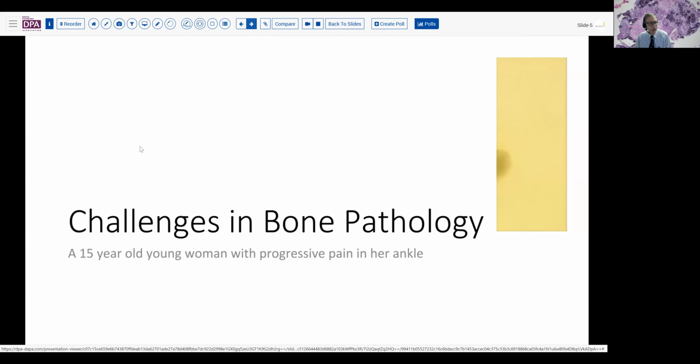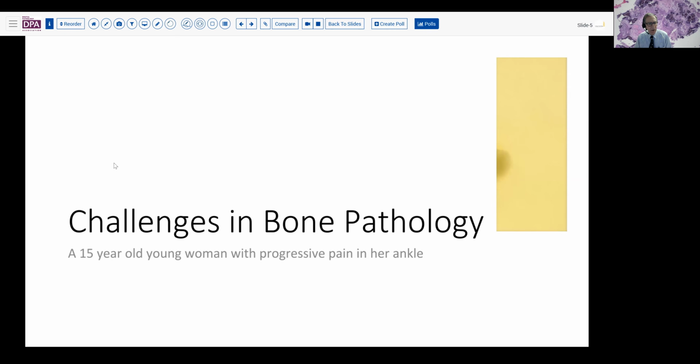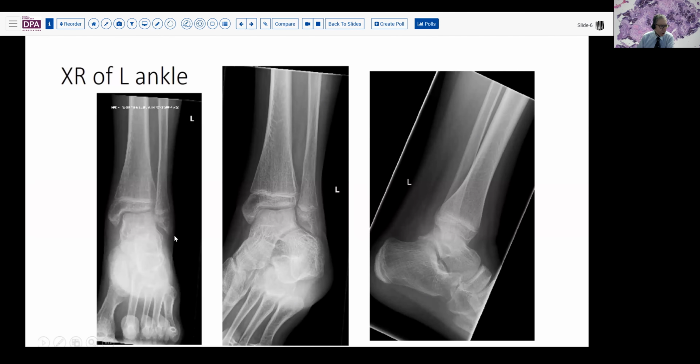The patient is a young woman, 15 years old, who's experienced some progressive pain in her ankle. Eventually this leads to some radiographs, which we'll take a look at here. As you can see from all three of these images, there is a lesion with a little bit of lucency and a fairly sharp border here in the talus. Here we see it with a little hypodensity, not quite as well seen here on the AP view, but clearly present immediately beneath the joint cartilage.